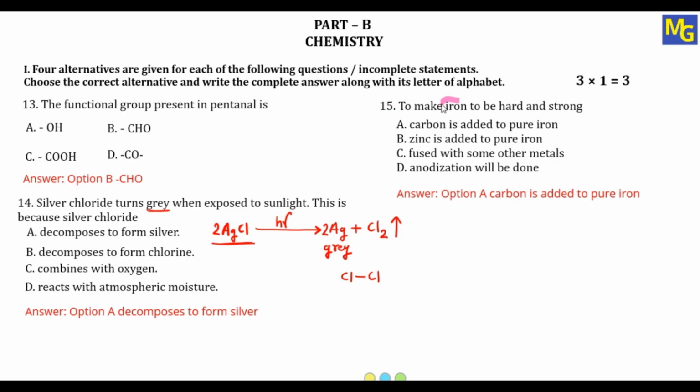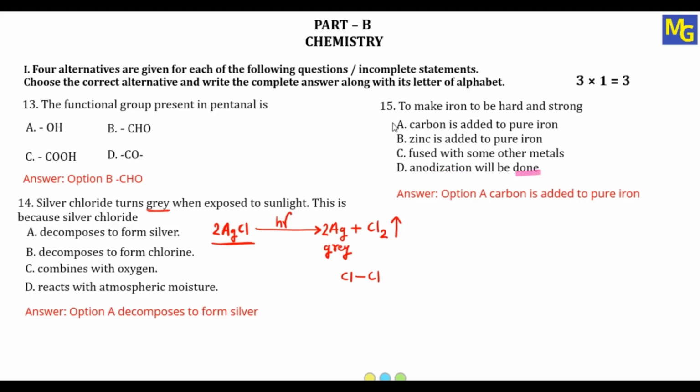We are going to make iron hard and strong. And to do this, what can we do with the iron? Option A, carbon is added to pure iron. Option B, zinc is added to pure iron. Option C, fused with some other metals. Option D, anodization will be done.